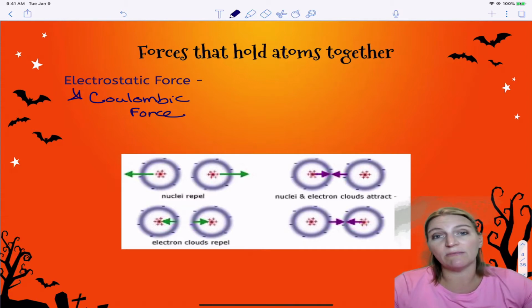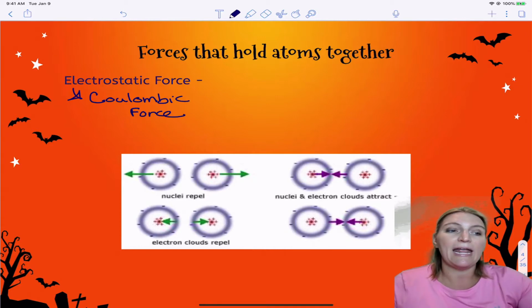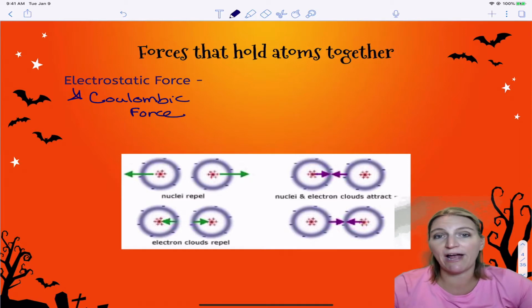It's also sometimes called a Coulombic force or a Coulombic force of attraction. And you've heard of this before. It's the idea that particles with opposite charges attract each other and particles with the same charges repel each other. Okay, so the force of attraction between two oppositely charged particles, or the force of repulsion between two particles with the same charge.